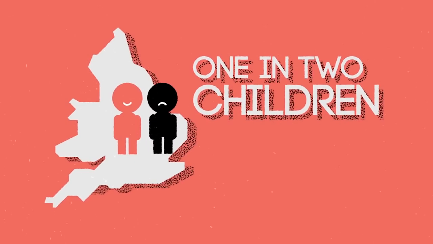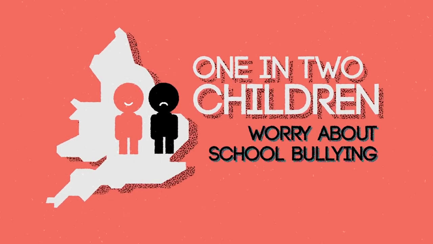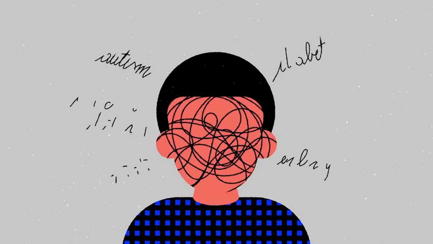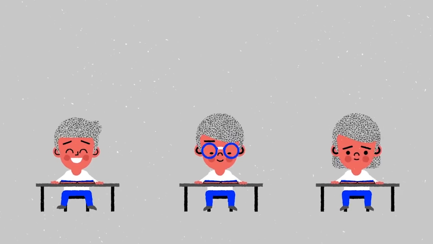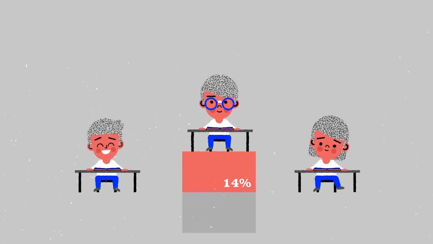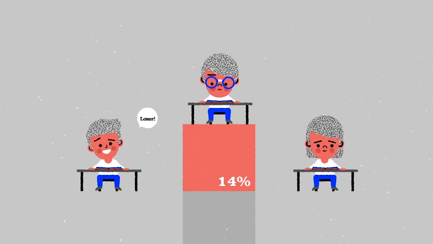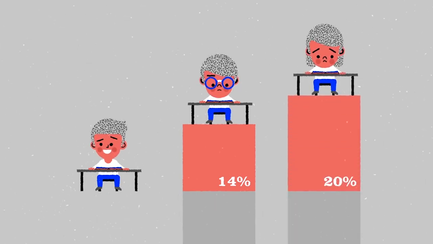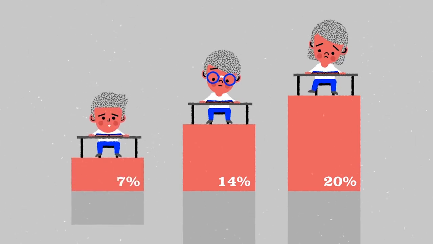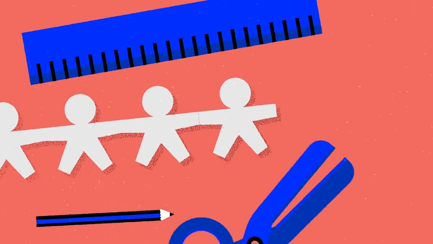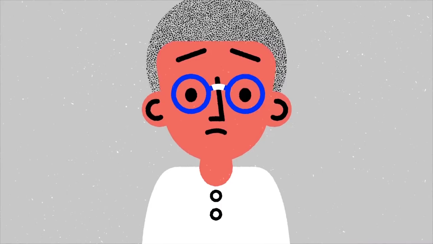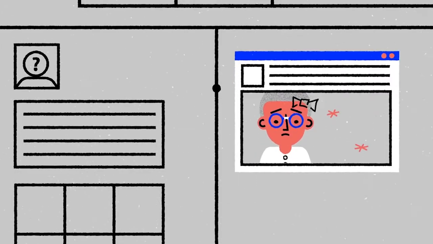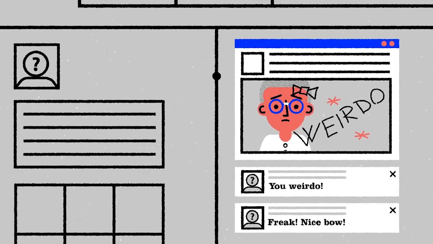One in two children in England worry about school bullying. Students who are seen as different are the ones most likely to be bullied. Recent research has revealed that at age 7, children with disabilities are more likely to be bullied all the time by their classmates. Children with special educational needs are also twice as likely to be bullied compared to those with no known disabilities. At age 15, young people with disabilities are at a higher risk of being excluded from friendship groups and experiencing cyberbullying, with classmates sharing embarrassing photos and spreading rumors on Facebook or Twitter.